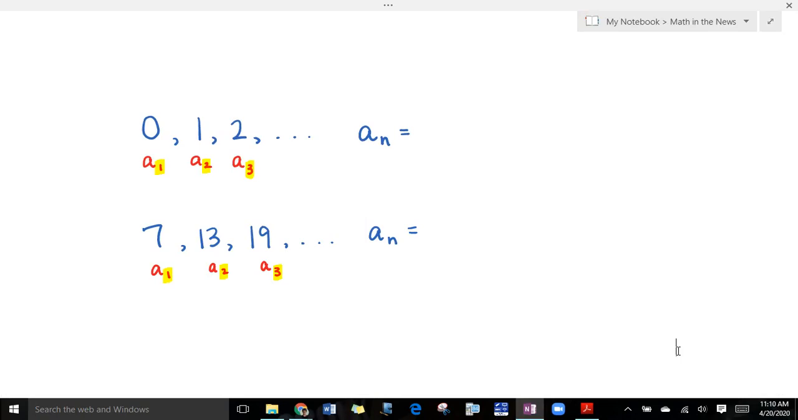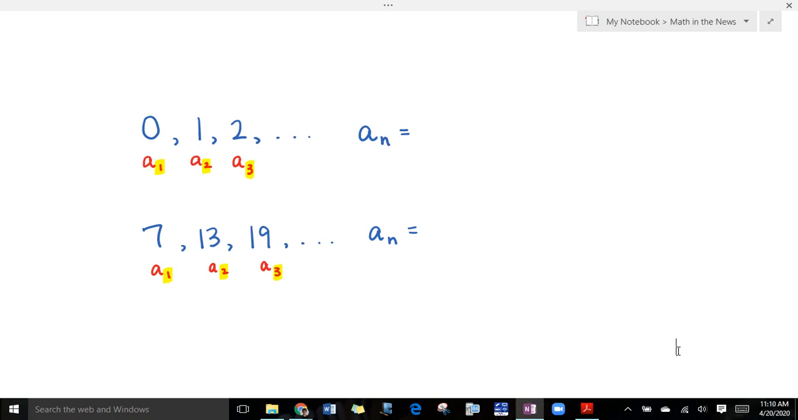So I can see here I have 2 different sequences. One of them is just 0, 1, 2, ... The second one is 7, 13, 19. What helps me to think about is what is the term number for each of those expressions? And then how does that term number relate to the term itself?